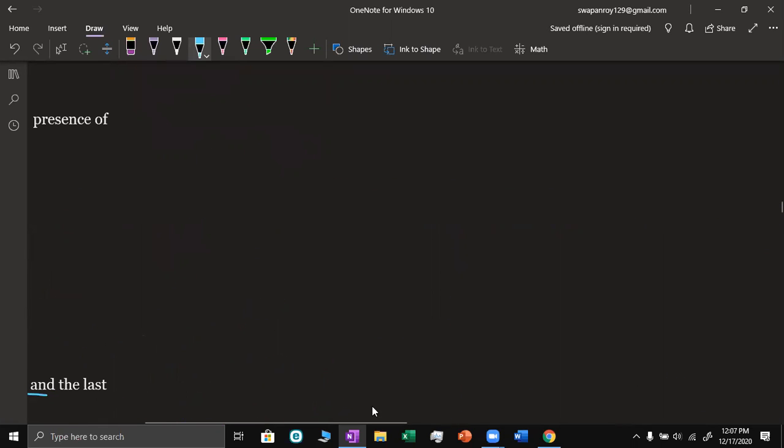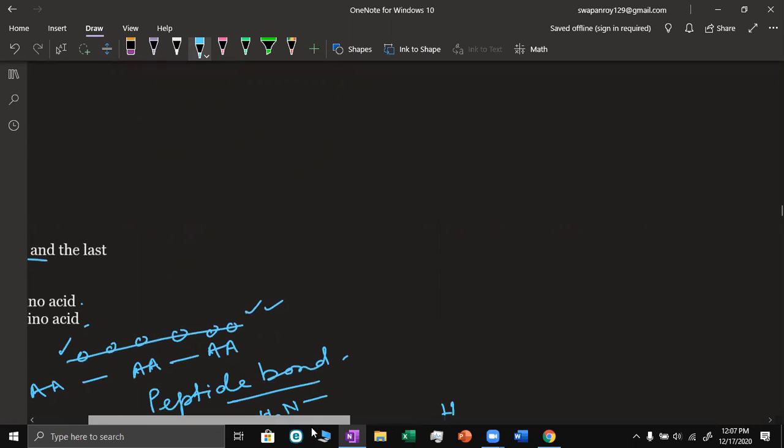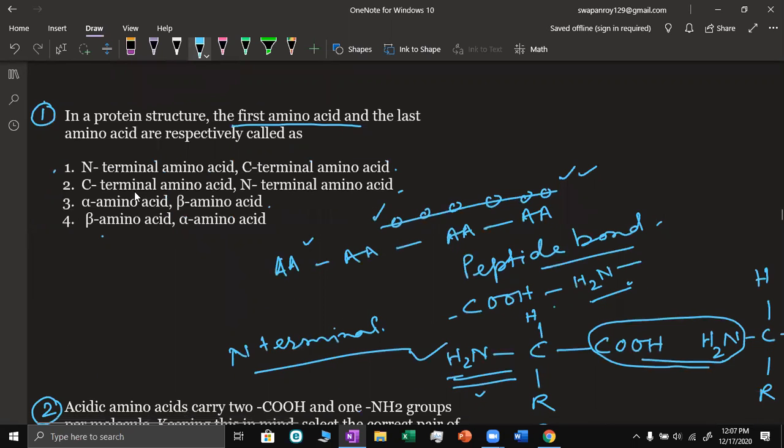So our answer will be that the first amino acid is known as N-terminal amino acid and the last amino acid is C-terminal amino acid. A polypeptide always has at one end N and at the other end C. So C-terminal and N-terminal. Okay, so this is the answer. Next one.